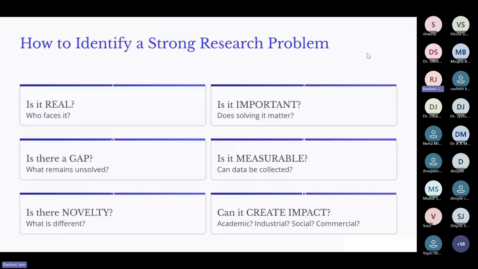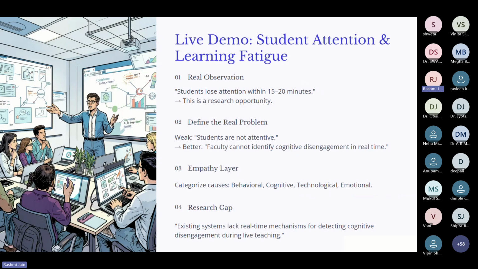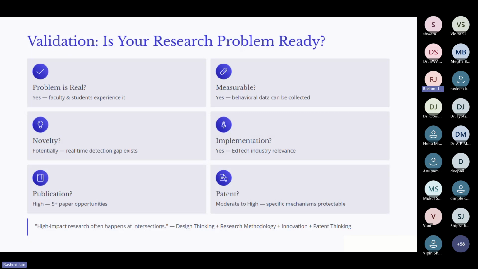So I give you this slide just to analyze if your research problem is strong enough. Look at these 6 questions. If you get at least 5 ticks or 4 ticks, I think you're good to go. And when you are validating your whole research problem, some are of course overlapping. So I think you're good to go.